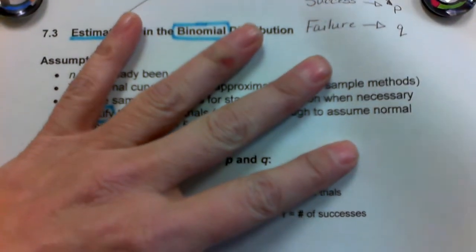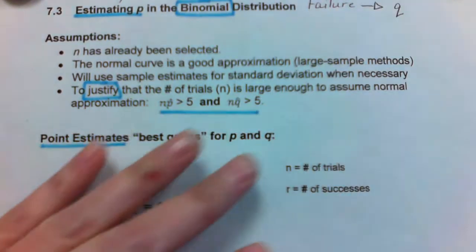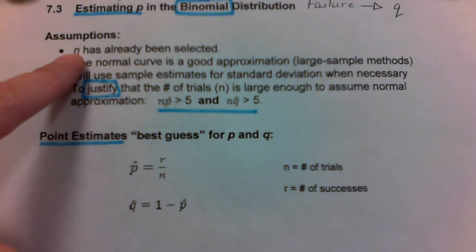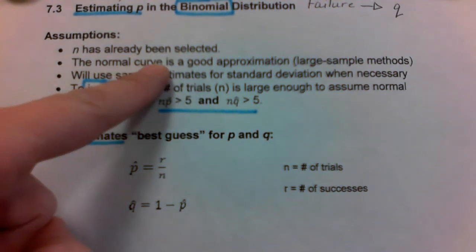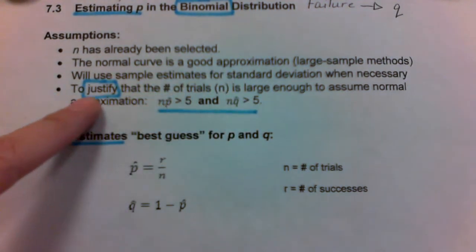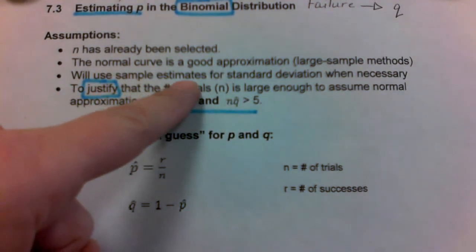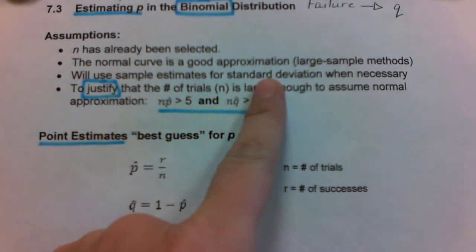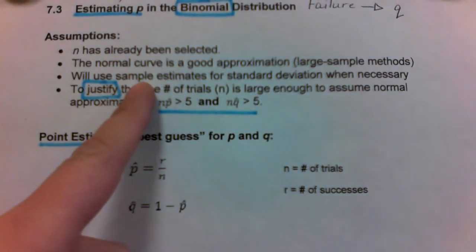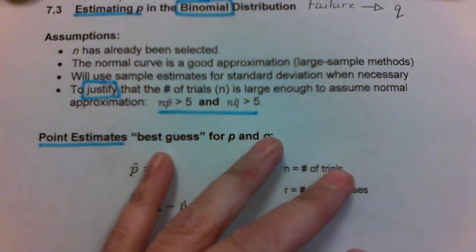Now, there are some assumptions that will be made, and those are discussed in these bullets. n, which is our number of trials, has already been selected for us. The normal curve is a good approximation. We will use sample estimates for standard deviation when necessary. What that means is population standard deviation is sigma, but if we don't have that, we can use the sample standard deviation, which is s.